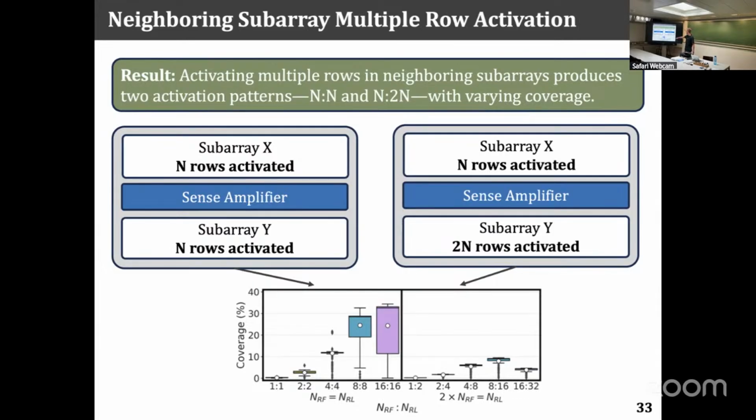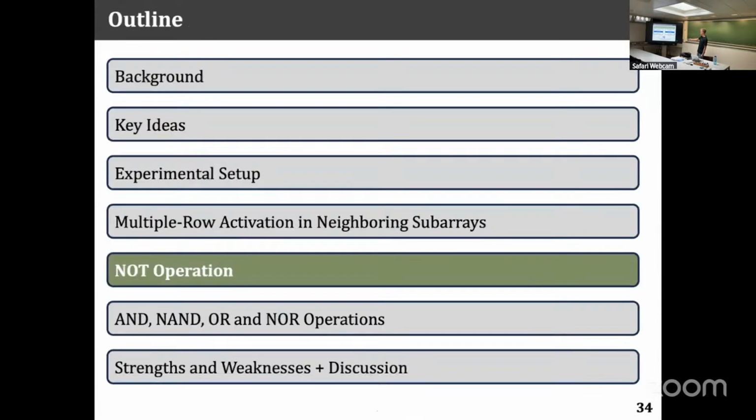But also there are these n to 2n patterns where 8 rows get activated in one and 16 in the opposite. And all of this is due to the row decoder structure. At least this is a hypothesis. But now we know how to activate multiple rows across 2 subarrays, but we want to do something useful, right?